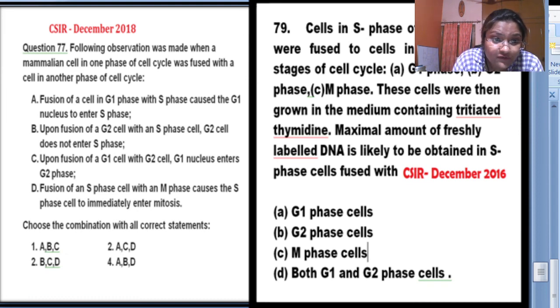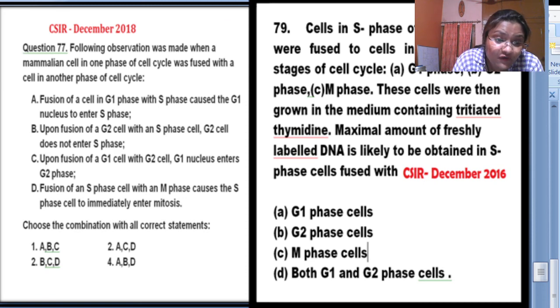C: upon fusion of a G1 cell with a G2 cell, the G1 nucleus enters G2 phase. So this statement is wrong, because this is the third observation. When G1 and G2 cells were fused together, the G1 phase nucleus entered into S phase, not into G2 phase. First it has to replicate the DNA. Then only after entering S phase and completing the synthesis phase, it will enter G2 phase. So option C is wrong.